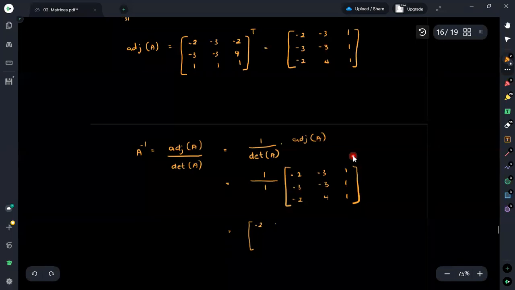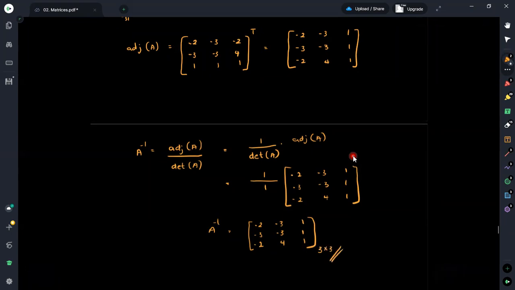Then you will get this as -2, -3 and 1, -3, -3 and 1, -2, +4 and 1. Therefore, this is what we are getting as the inverse of matrix A. Now you can see that this is also a 3 by 3 matrix. It is because our initial matrix was also given as a 3 by 3 square matrix.